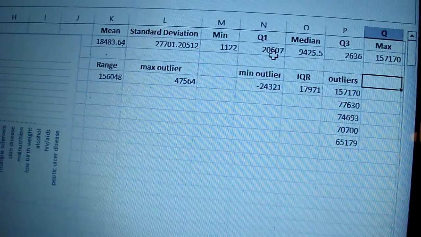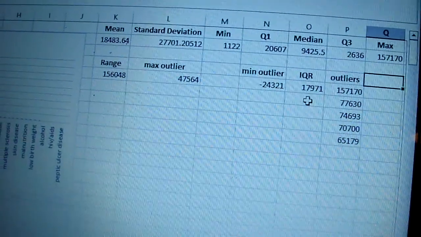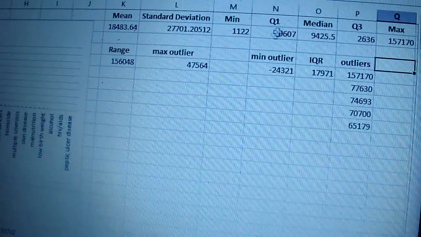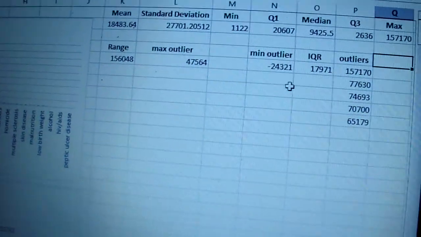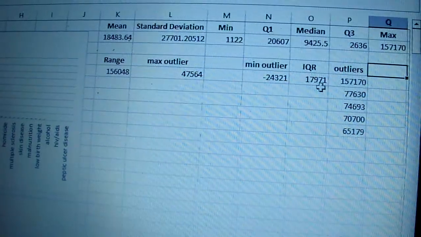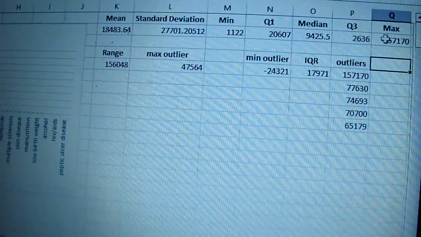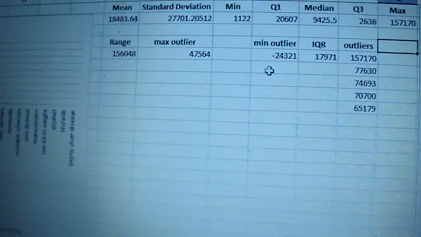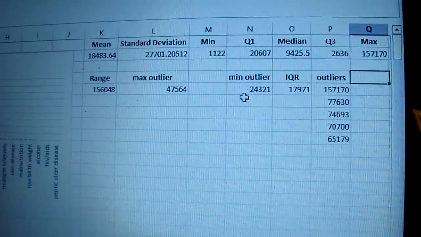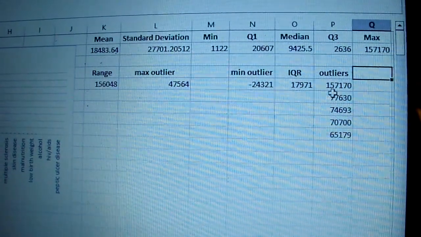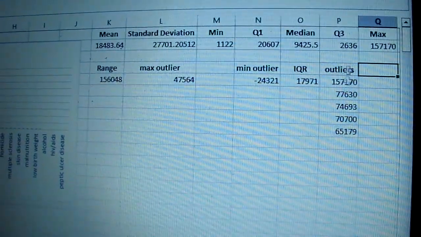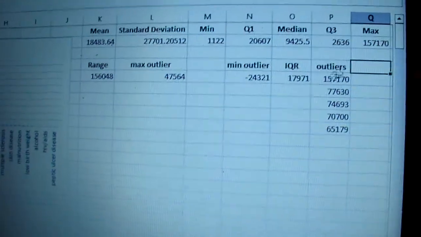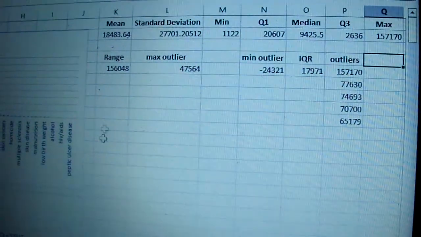I took my quartile 1, I added on 1.5 times my interquartile range, and that gets my maximum outlier, and then I subtracted 1.5 times my interquartile range from this number, Q3, and that gave me my minimum outlier. Obviously, we don't have any minimum outliers because it's in the negative, but maximum outliers I actually had 5 because all these are over 47,564. So those are my outliers there.